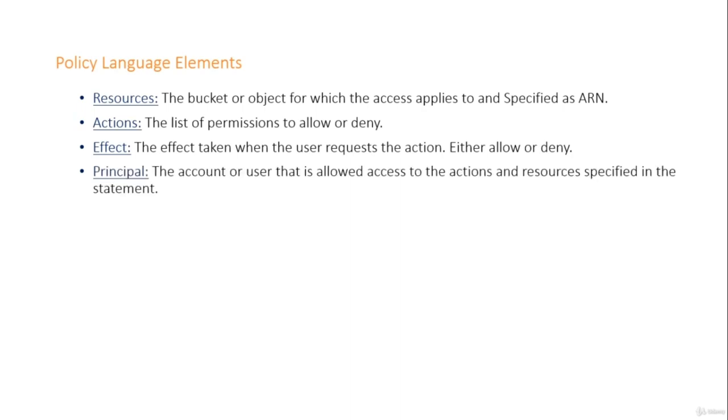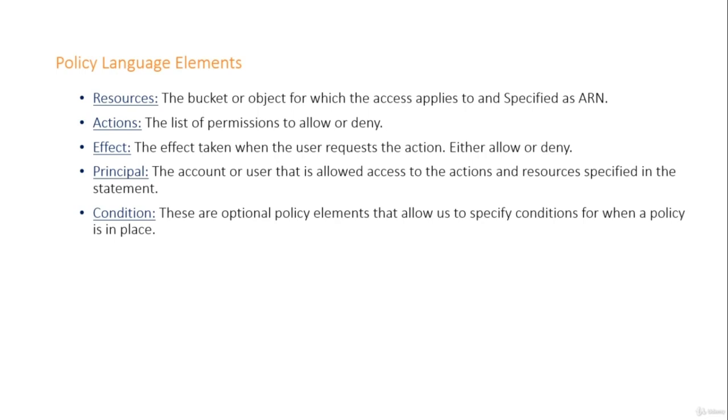Principal, the account or user that is allowed access to the actions and resources specified in the statement. Here in a bucket policy, the principal is the user, account, service or other entity that is the recipient of this permission. And finally, condition. These are optional policy elements that allow us to specify conditions for when a policy is in place. Here we can use AWS wide keys and Amazon S3 specific keys to specify conditions in an Amazon S3 access policy.